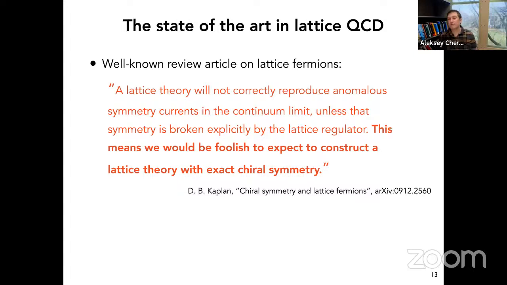So let me finish this part of the talk by summarizing what the state of the art was more or less on the subject around 10 years ago. In a really nice review article on lattice gauge theory and chiral symmetry by David Kaplan, the statement there was that a lattice theory will not correctly reproduce anomalous symmetry currents that you would want in the continuum limit unless you actually break the symmetry explicitly by the lattice regulator. That's what some of the regulators that I mentioned do. And that means that it would be foolish to attempt to construct a lattice theory with an exact chiral symmetry.